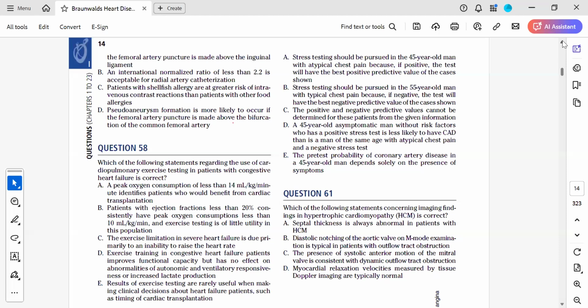The first one here, option A, says stress testing should be pursued in a 45-year-old man with atypical chest pain because if positive, the test will have the best positive predictive value of the cases shown. So we have to match these options with the graph that's shown. Can we go to the graph now?